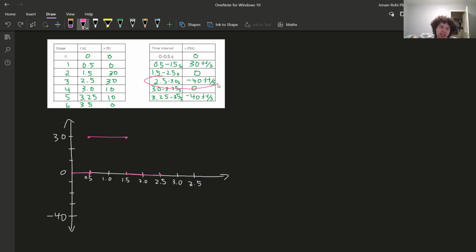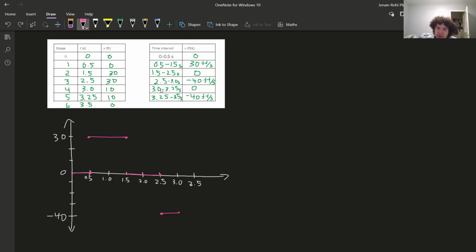Now let's look at the next interval. During this interval, which can be, here's the green line representing that interval, we're traveling negative 40 feet per second. So, negative 40. This line represents that for this half second, we're traveling at negative 40 feet per second.